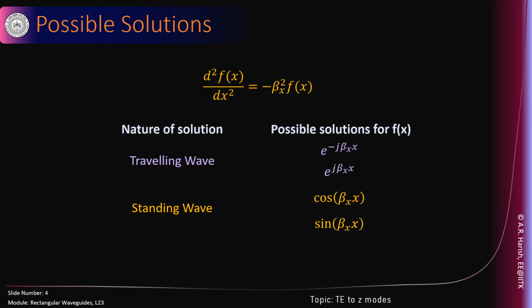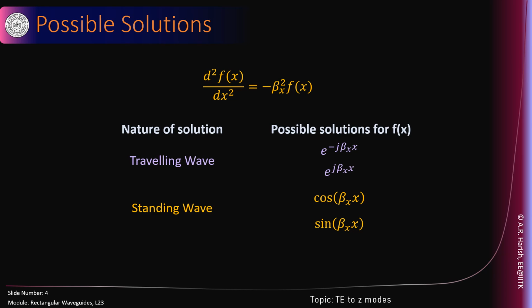You also remember that the solution of the second order differential equation d2f by dx square equal to minus beta x square f of x is of the form e to the power of minus j beta x x or plus j beta x x for a traveling wave. If the system is a standing wave, we assume the solution to be of the form cosine beta x x or sine beta x x. When you have a system where the fields are going in only one direction to infinity, there is no reflected wave, then we assume the solution of the form e to the power of minus j beta x x for a positive x going wave and e to the power of j beta x x for a negative x going wave.